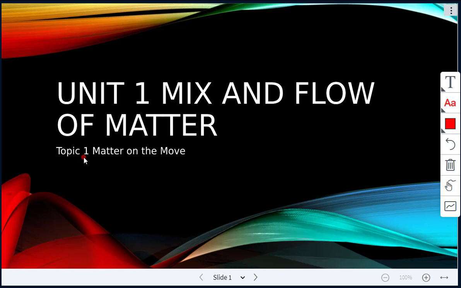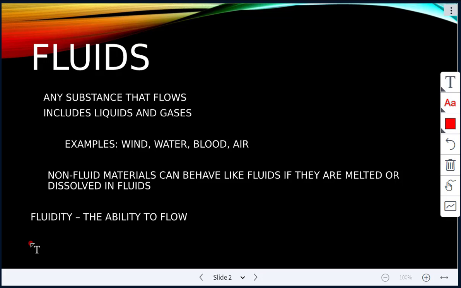All right, welcome to our first unit. Our first unit is Mix and Flow of Matter, and our first topic is Matter on the Move. So we're going to talk about fluids first.